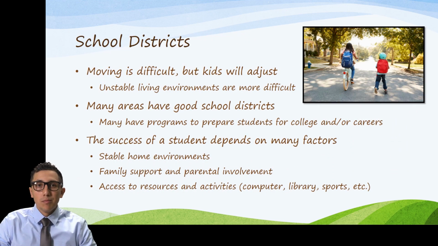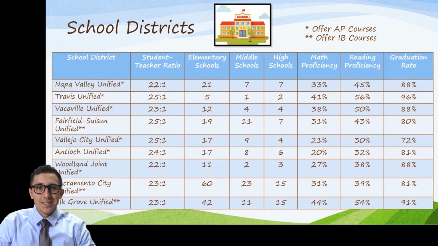Moving can be difficult, but kids will adjust. Unstable living environments are more difficult. Other nearby cities have good school districts, and many offer programs to prepare students for college and other careers. The success of a student depends on many factors, such as stable home environments, family support and parental involvement, and access to resources and activities like a computer, a library, sports, etc. Here's a chart comparing school districts from nearby cities.